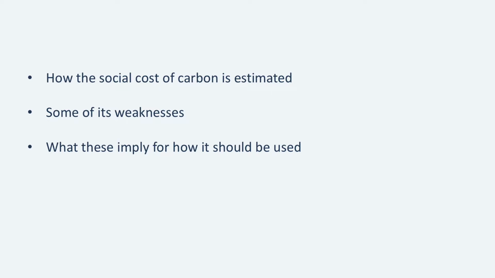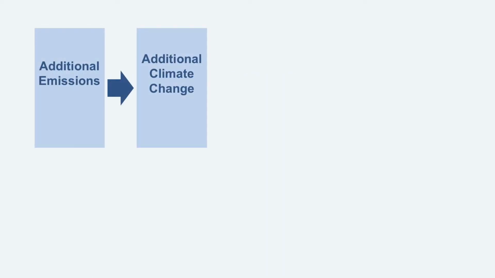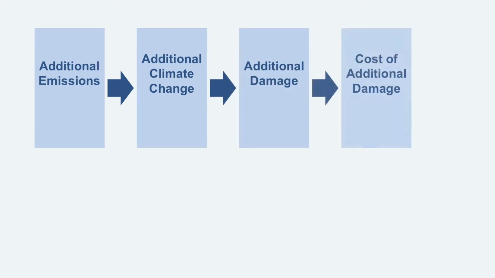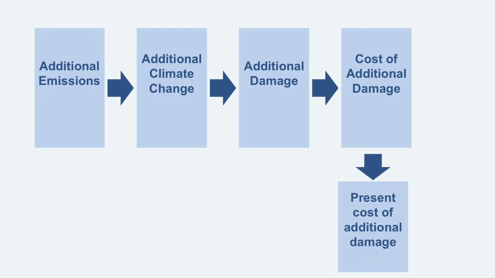So, how is the social cost of carbon calculated? The calculation depends on four main things. What changes to the climate result from additional emissions? What damages result from these changes to the climate? The cost of these additional damages? And how we balance cost now and in future. That is, how do we estimate the present cost of future damages?